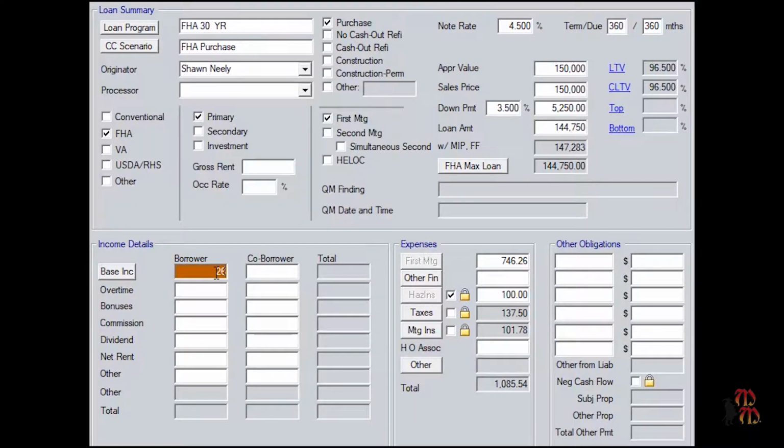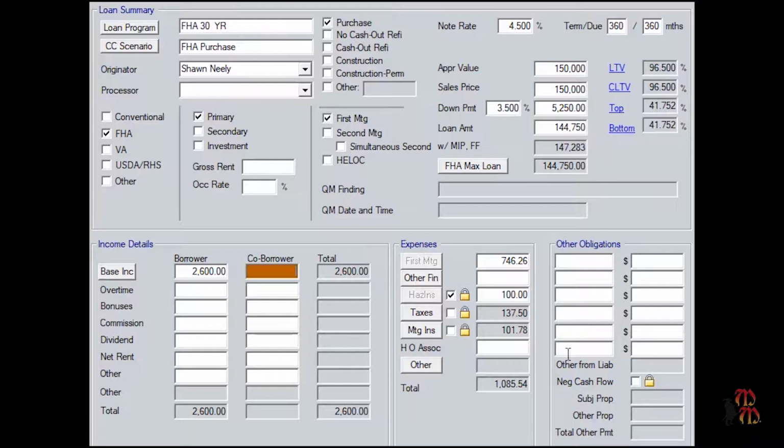Now look what happens as soon as I plug this in and click away from it. Look over here. Boom. It gives us a debt to income ratio. Right now, our top and our bottom are the same. Now you hear this called a front and back or top and bottom. And what does that really mean? What that means is that based off of 4.5% for an appraised value or sales price of $150,000, putting 3.5% down, leaving a loan amount of $144,750, it's going to give us your debt to income ratio.